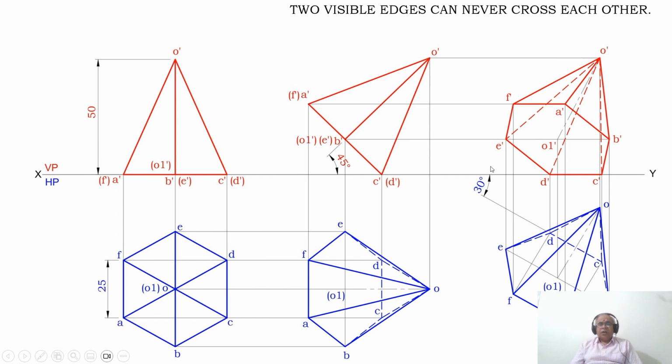So how do I know that my problem is right? Even in the final position you can see it is resting on one of the base edges. The edge which is resting on HP is inclined to VP at 30 degrees. The axis is inclined to HP at 45 degrees, and it is a hexagonal pyramid with a base of 25 mm and a height of 50 mm. Since we have considered all the data which was given in the problem, my problem is right.